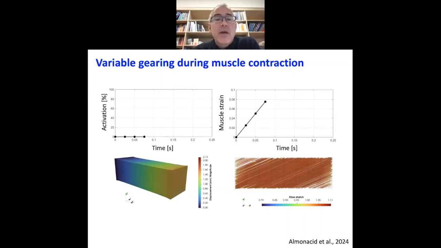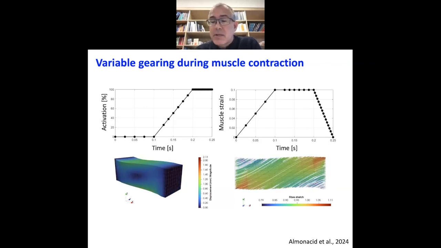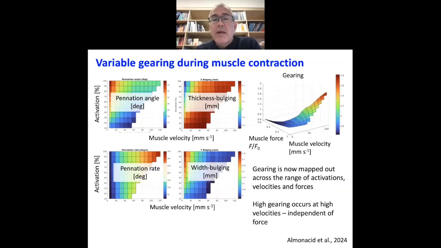And we can do this increasing the muscle to different levels of activation. So we can look at a whole parameter space of different activations and different velocities. We find gearing results like this. I want you to focus on the graph on the top right. This is a 3D surface plot.